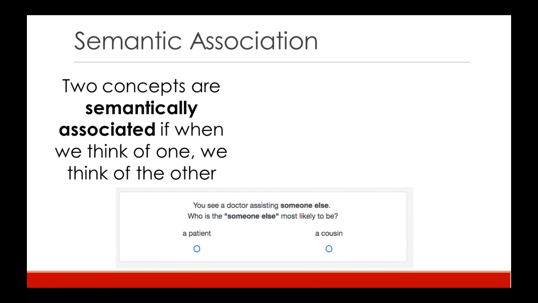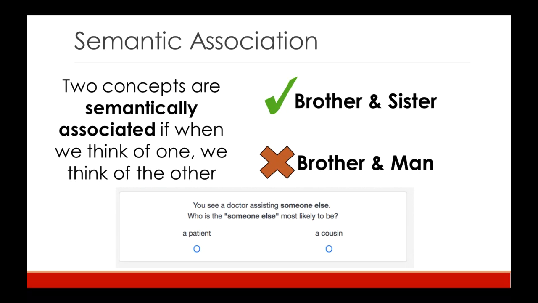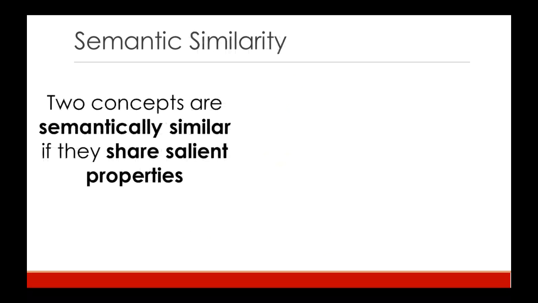Semantic association is when two concepts, when I think of one, I think of the other, right? So brother and sister, semantically associated. Brother and man are not. Okay? Semantic similarity is almost the opposite, right? So when I think of a brother, I think of what that brother is. And so affective meaning really plays a strong role here.